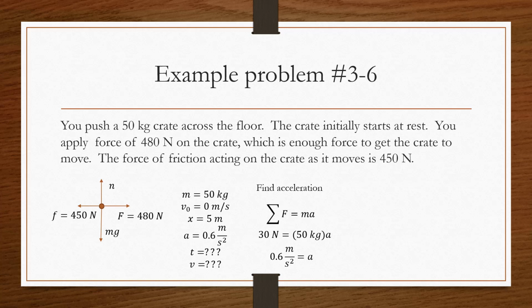From here, I can now use one-dimensional kinematics, the toolbox equations, to find both time and final velocity. So, kinematics. I can use this equation to figure out the time. I know initial velocity is 0, so x equals 1/2 a t squared. I multiply by 2 and divide by a, so 2x over a is t squared. Then I square root both sides, and I get t is 4.08 seconds. So it takes a little more than 4 seconds for these forces to push this crate 5 meters.